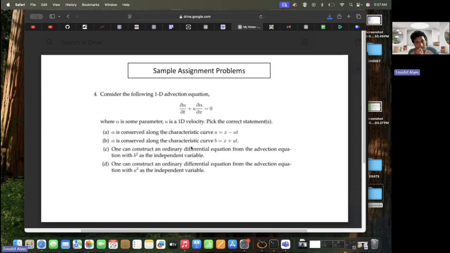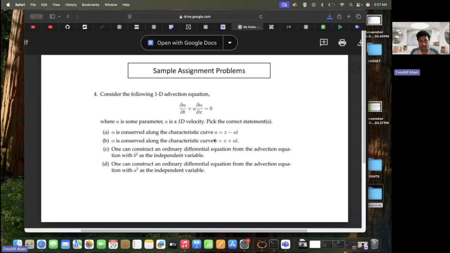Consider the following one-dimensional advection equation: ∂α/∂t + u ∂α/∂x = 0, where α is some parameter and u is the advection velocity. Pick the correct statement. Alpha is conserved along the characteristic curve a = x − ut. Alpha is conserved along the characteristic curve b = x + ut. One can construct an ordinary differential equation from the advection equation. So either A and B, or C and D can be correct.